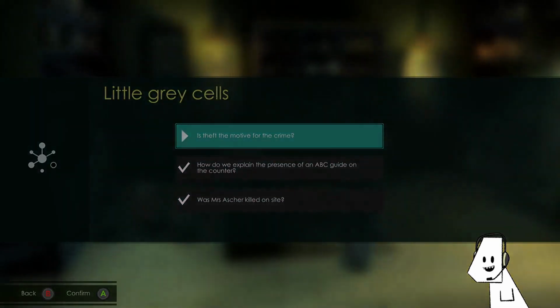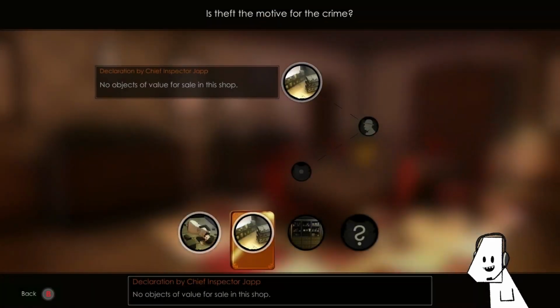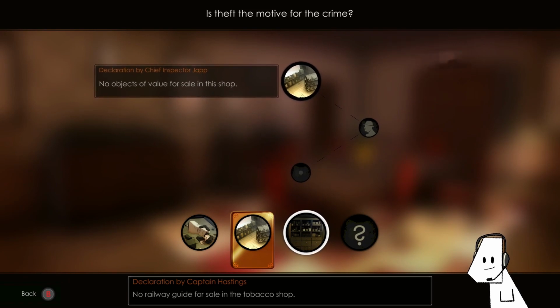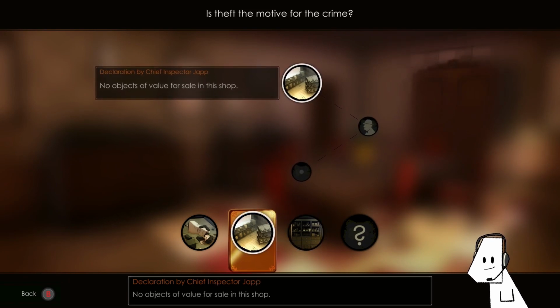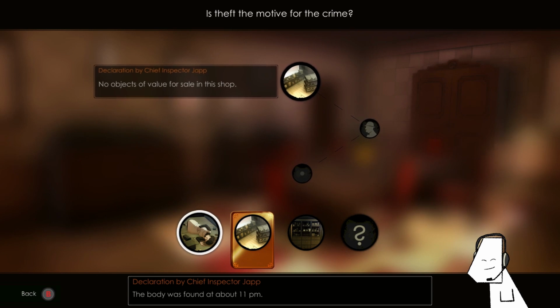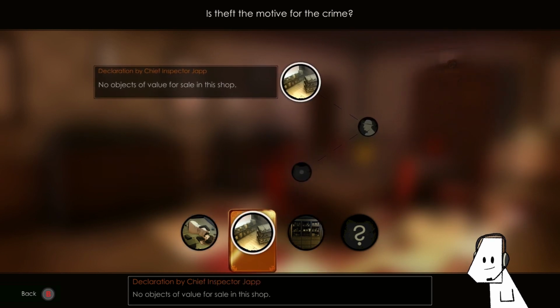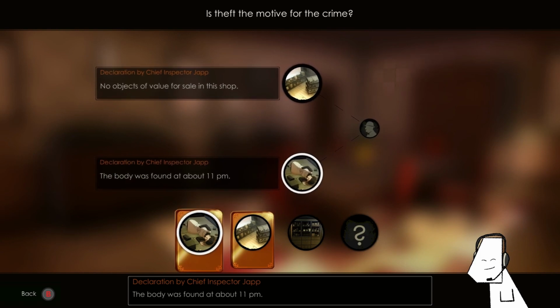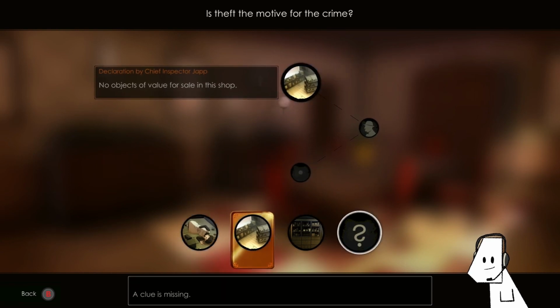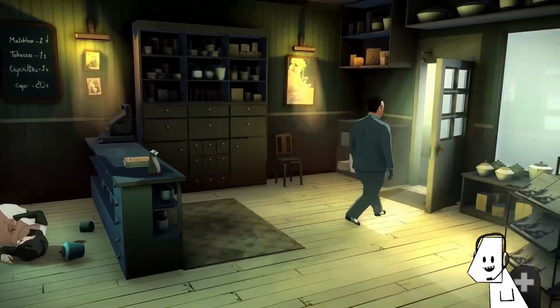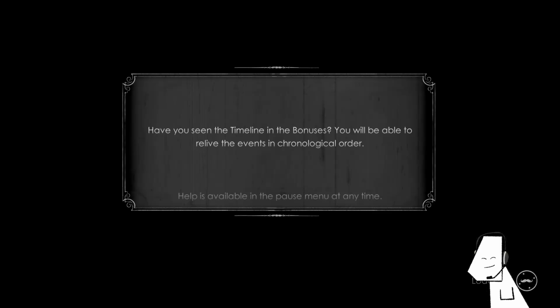Okay, let's have a look. What are the other options that I have? Railway guide for sale. No railway guide for sale in a tobacco shop. I mean, is it that? It's not that. So it is this last clue which we're missing. Interesting. Well, if it was easy, it wouldn't be fun, would it? That's what I'm going to go with.